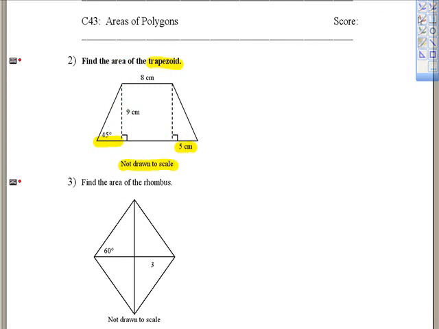Because we know in a 45, 45, 90 the legs are supposed to be congruent. So this side that's 9 should be the same distance as this side that's 9. So that's obviously not drawn to scale. So we have to be careful with that.